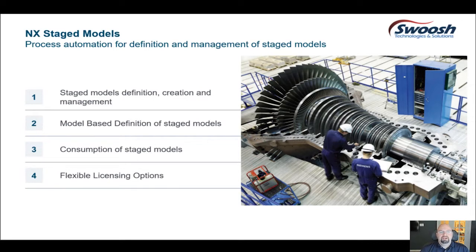Next topic we'll look at is consumption of the stage models. How do we reuse this data? So I've created my different stages of manufacturing for that part, and I want to go ahead and reuse that information and pass that off to the CMM inspection, CNC, CAM operations, have tool paths generated as well as the inspection paths generated downstream, reusing all of my stage model definition.